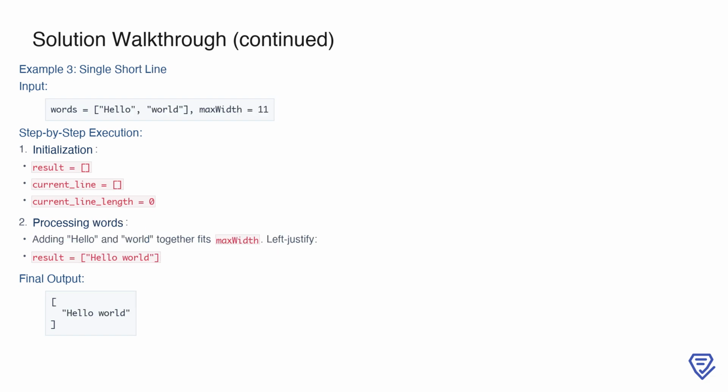In the next example, we have a shorter input with words, "hello, world," and a max width of 11. Again, we start with the usual initialization of result, current_line, and current_line_length.